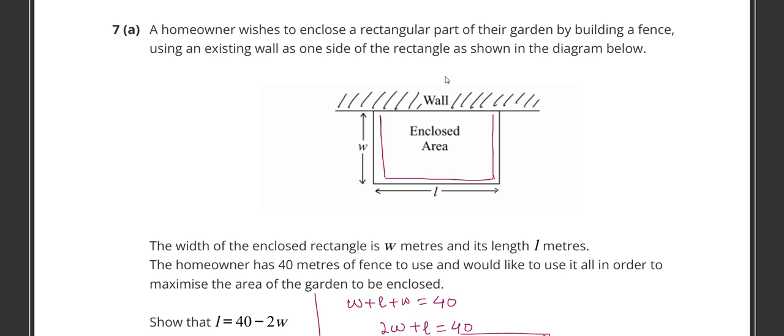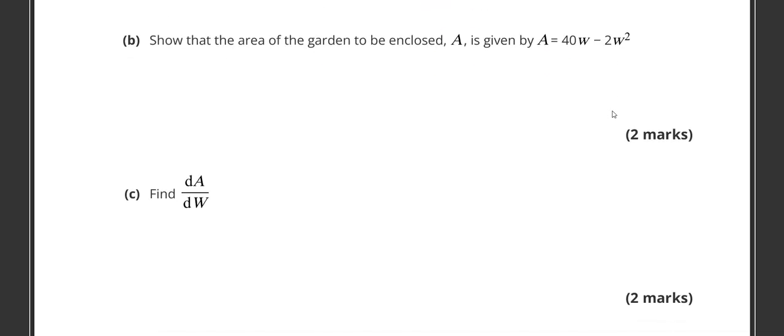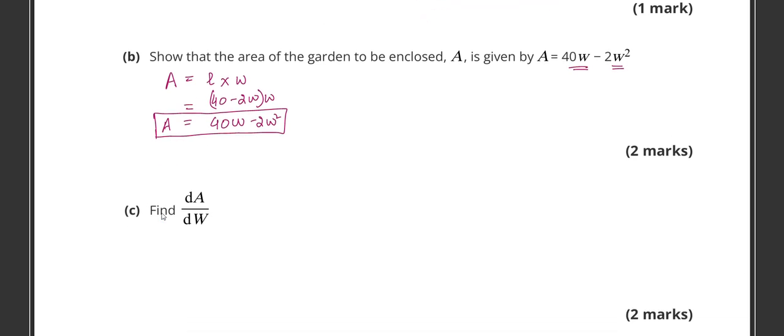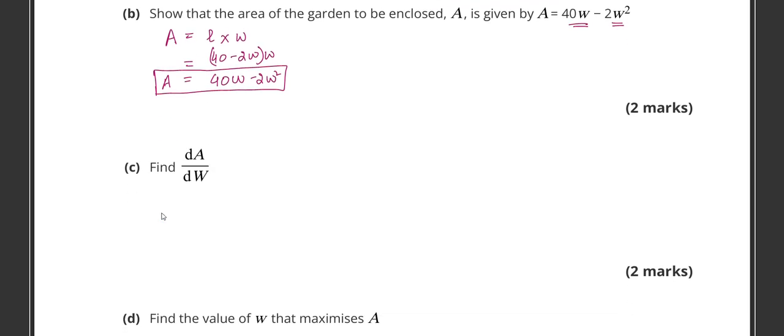You know that because this is the area, the one which I am shading. And this area is given by length into width. So let's write it down. Because this is an area, it is length into width, and we have to give the answer only in terms of W. So put this value in here, so that we have 40 minus 2W into W, and then it will become 40W minus 2W squared. Is that fine?